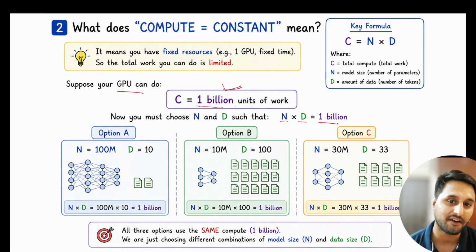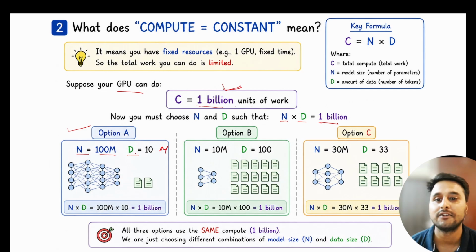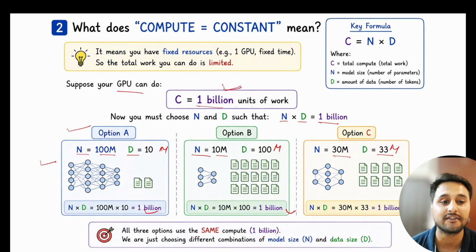As I said, there is no straightforward answer to get the N and D values, but we can run experiments. So for example, we take three options. First option, N is equal to 100 million and D is equal to 10 million. By multiplying 100 million into 10 million, we get 1 billion. The second one is N is 10 million and D is 100 million, which is also 1 billion FLOPs per second. Option C, N is 30 million and D is 33 million. Multiplying 30 into 33 is approximately 1 billion. So our compute is fixed at 1 billion.